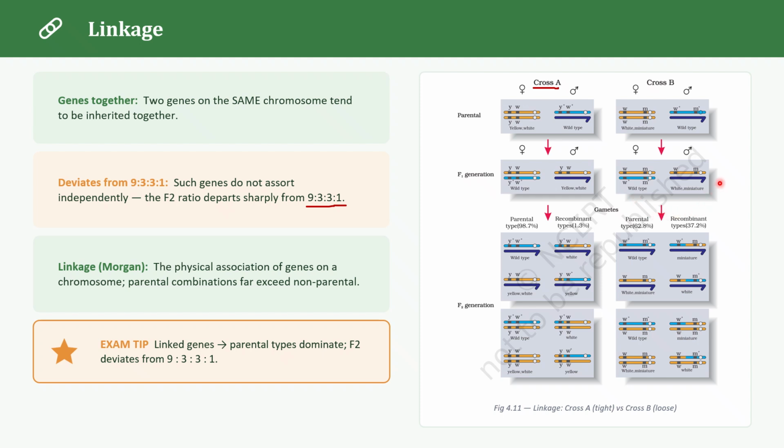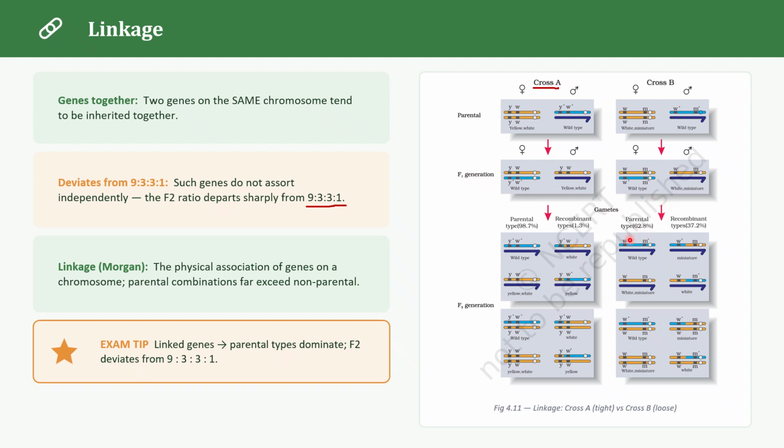And then what happened in the F1 generation? The offspring became heterozygous. Mostly it showed the wild type because dominant alleles mask the recessive ones. And then gamete formation. In the gamete formation, these genes are farther apart, right? So crossing over occurred more frequently. It was not like cross A. Here the crossing over occurred more frequently.